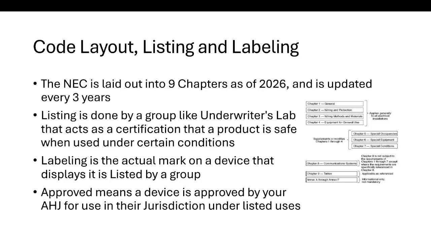Now, listing is performed by groups like Underwriters Lab, the UL logo that you see on a lot of devices. It acts as a certification saying that this product has been tested to be safe when used under specific conditions. Labeling is the mark on the device that displays that it is listed, and approved means the device is approved by your AHJ for use in their jurisdiction when used for listed purposes.